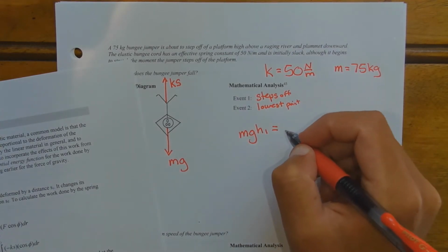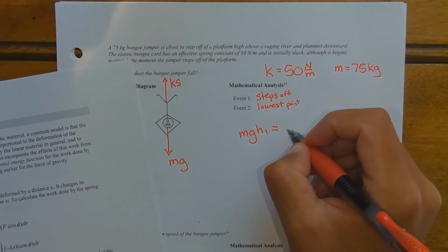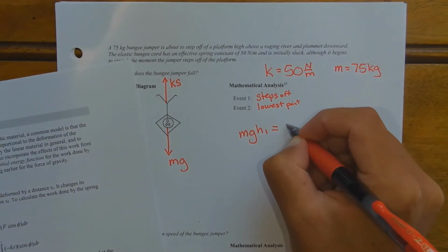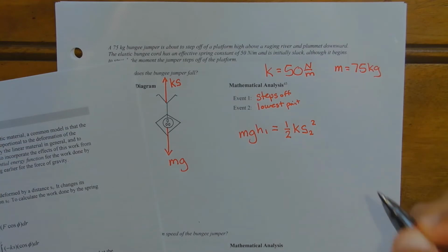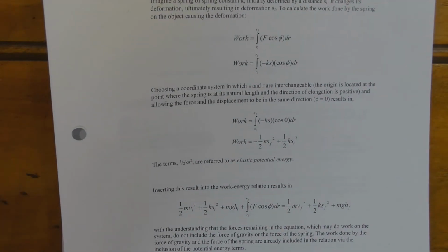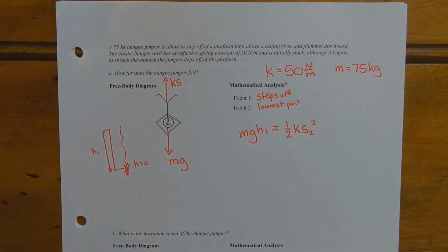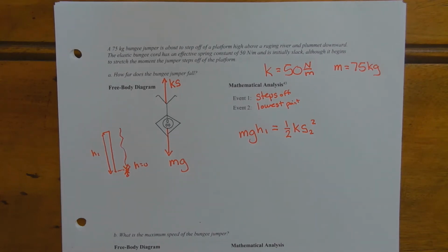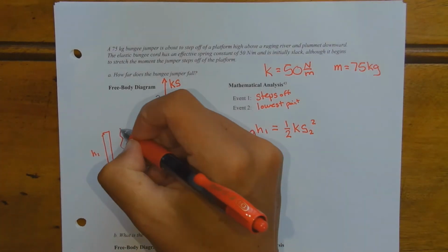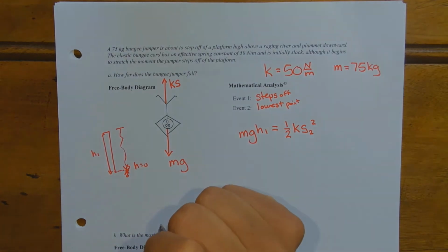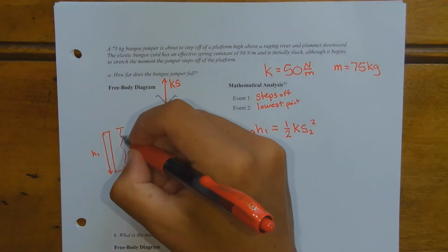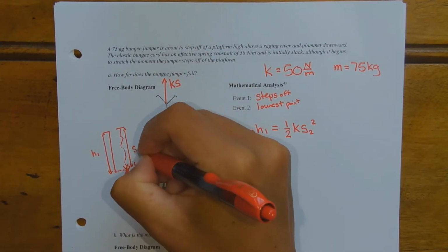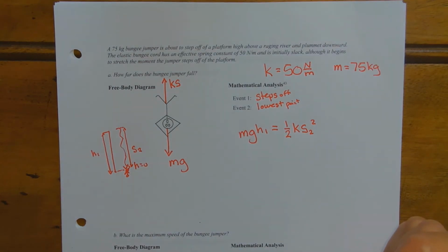So from my work-energy relationship, I have m g h1 is equal to 1/2 k s2 squared. Everything else here in my relationship is 0. So I could now go ahead and solve, but I don't know what s2 is. Actually, I do know what s2 is because s1 was equal to 0, because this bungee cord began to stretch the moment the jumper stepped off of the platform. This distance here is s2, and this distance is the same as h1.